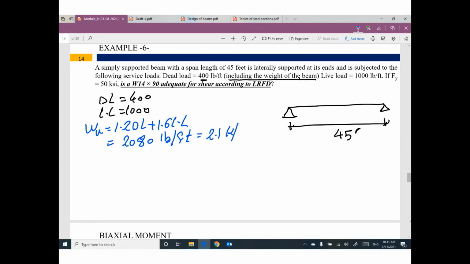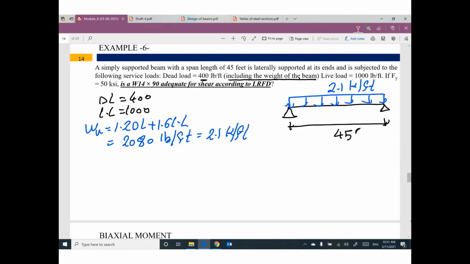Live load equals 1000. Can you tell me what will be the W ultimate? Yes, I can. 1.2 dead load plus 1.6 live load. The value will be 2080 pounds per foot, or 2.1 kips per foot. So we have a uniformly distributed load of 2.1 kips per foot.